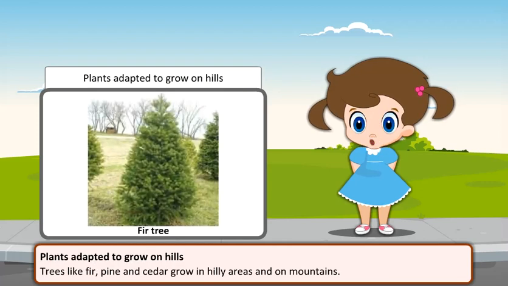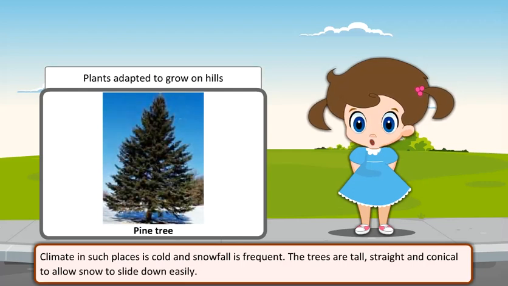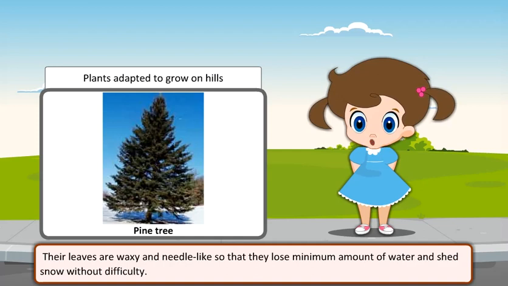Plants adapted to grow on hills. Trees like fir, pine, and cedar grow in hilly areas and on mountains. Climate in such places is cold and snowfall is frequent. The trees are tall, straight, and conical to allow snow to slide down easily. Their leaves are waxy and needle-like so that they lose minimum amount of water and shed snow without difficulty.